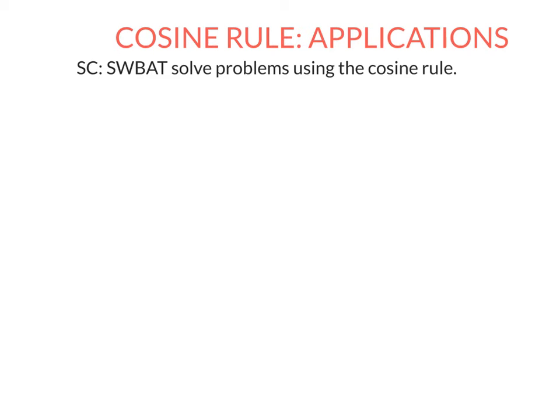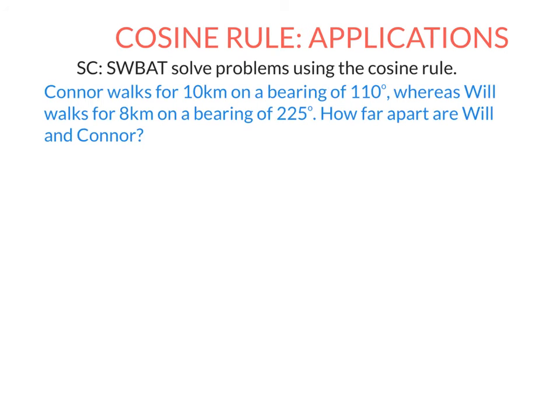Thank you so much for tuning into this video in which we're going to look at solving trigonometric problems using the cosine rule. So I'm going to give you a problem that we previously would not have been able to solve, but now we can since we know the cosine rule. So let's say Connor walks for 10 kilometers on a bearing of 110 degrees, Will walks for 8 kilometers on a bearing of 225 degrees, and we will find the distance between these two.